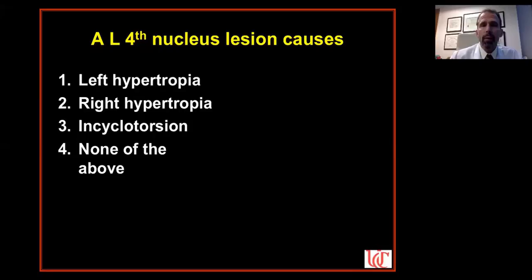So a left fourth nerve nucleus. 10 more seconds. 10, 9, 8, 7, 6, 5, 4, 3, 2, 1. Call it. All right. Well, the majority is still on the right. So why does a left fourth nerve nuclear lesion cause a right hypertropia? Let's look at the answer. We can remove that polling thing if we could.